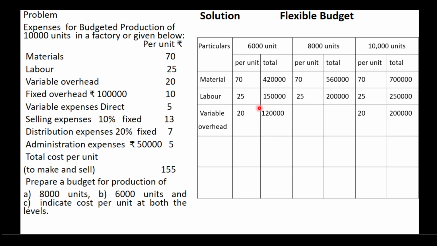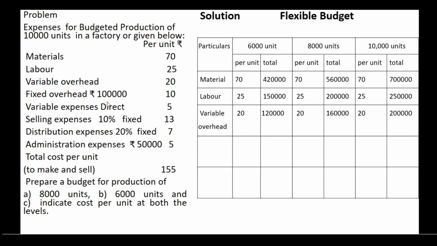1,20,000 rupees. For the 8,000 units, the cost per unit is rupees 20, and the total amount is calculated as 20 into 8,000. So now the amount is 1,60,000. So this way we calculated the variable overheads here.